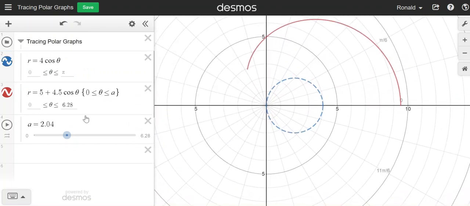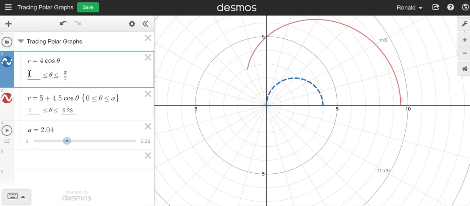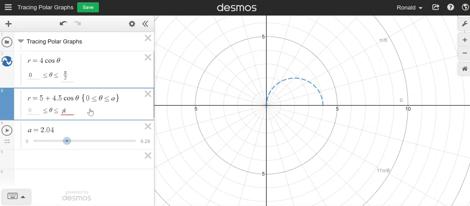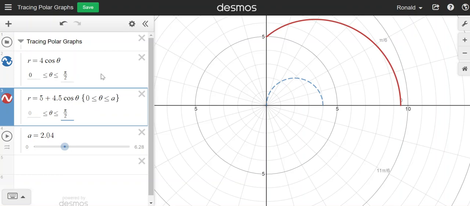All right, one last thing that you can do is you can change the interval over which it is graphing. So you can change these intervals. If you want, just type in pi. It'll put in pi there. You can type in pi and then divide it by 2. And let's say we want this to go from 0 to pi over 2. Change this one from 0 to pi over 2.